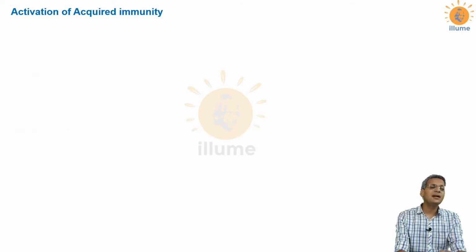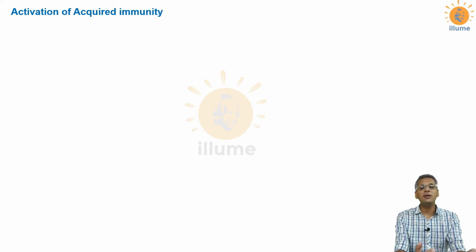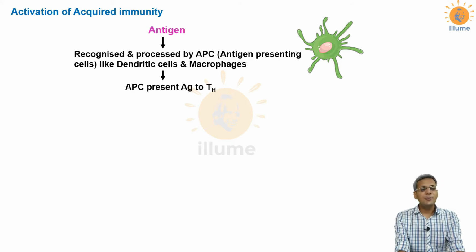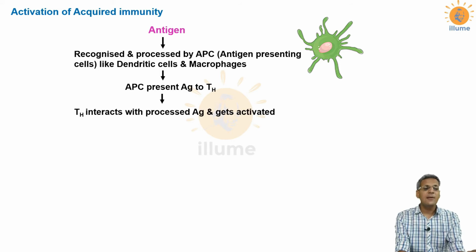Now, a very important topic, that is activation of acquired immunity. How does acquired immunity get activated in the body? I'll start with an antigen entering our body. Whenever any antigen enters the body, first of all, APCs, antigen presenting cells, would process, recognize and present these antigens to the lymphocytes, and the examples are dendritic cells and macrophages, like we discussed earlier. APCs would present antigens to the T helper cells, and now T helper cells get activated by interacting with that antigen. That means the antigen is brought first to the T helper cell.